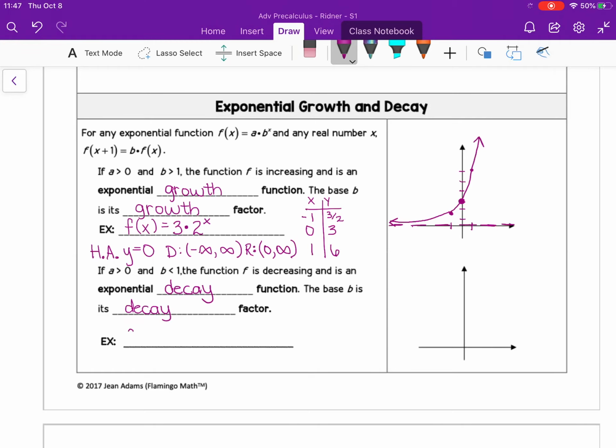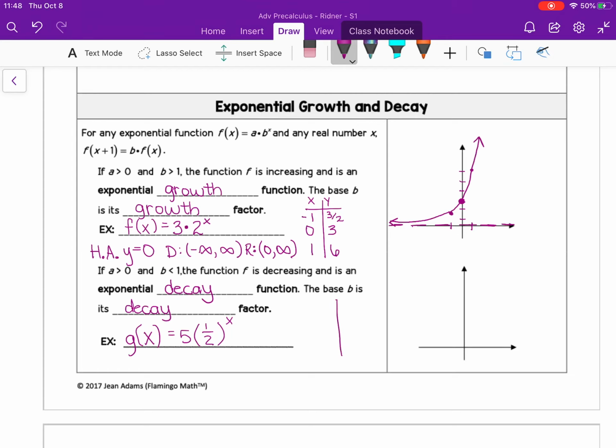Okay? So what does an example look like? Let's call it G of X instead of F of X, just to say that it's different. And let's do 5 times 1/2 raised to the x. So notice your first number is larger, your second number is a fraction that is less than 1. So when I say a fraction, I don't mean 3 halves because that's actually bigger than 1. I mean 1/2. Okay?